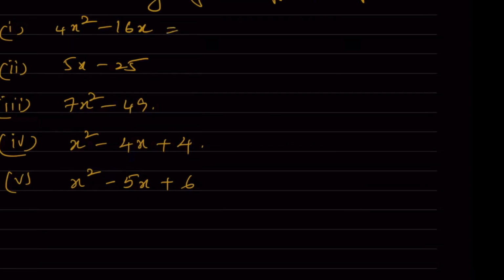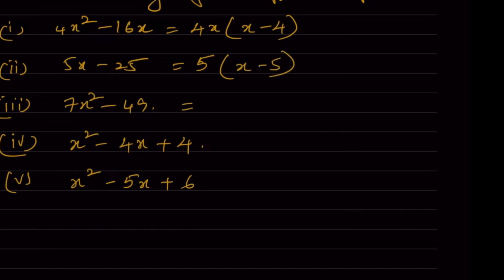If you have to write directly, you can just write what is common in both of them. 4x is common, so you'll get x minus 4. If you use the distributive property and take this 4x inside, you get back this answer. Now here again, 5 I can take out common in both of them, so you're getting 5 into x minus 5. Now this is 7x square minus 49. If I take out 7 common, you're getting 7 into x square minus 7 inside.